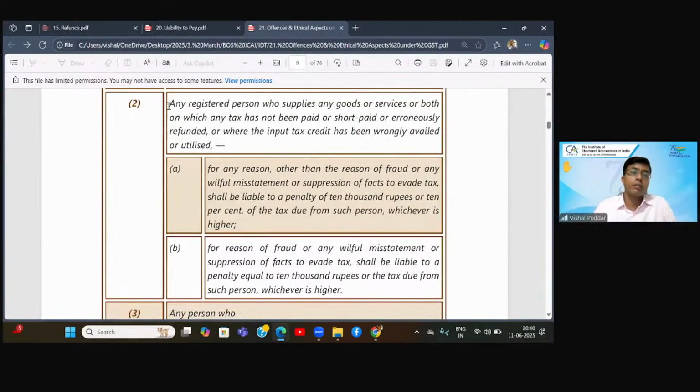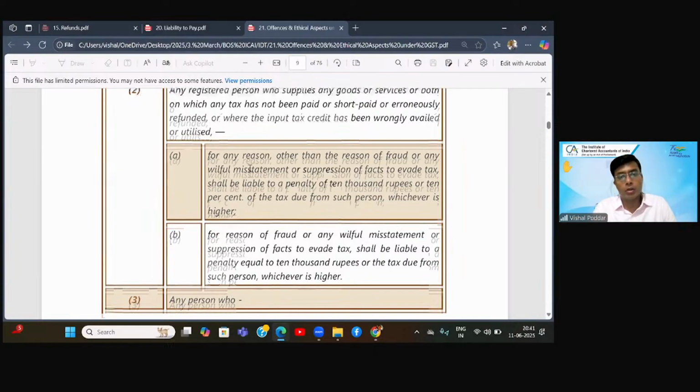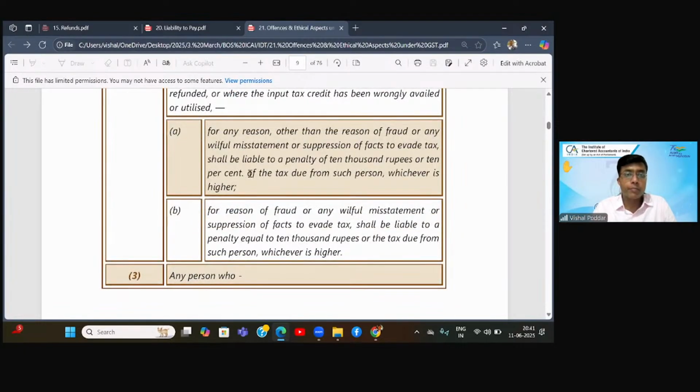Now the next category covers a registered person. So see, here itself we have found all the three different terminologies: taxable person, any person, and now it is saying registered person. So what it is saying, registered person who supplies goods, service or both, on which any tax has not been paid, short paid, erroneously refunded, or where ITC has been wrongly availed or utilized. Now what is the case?